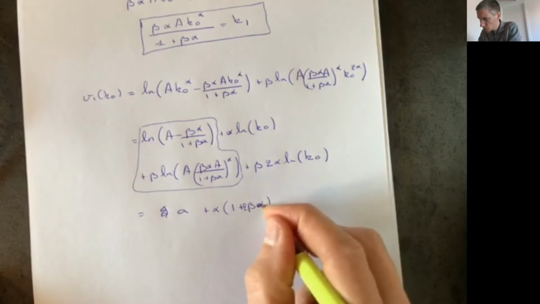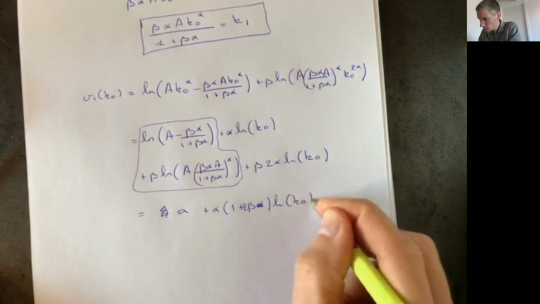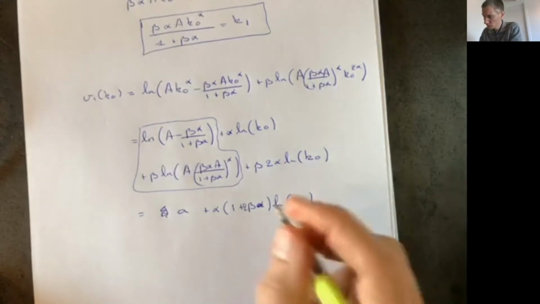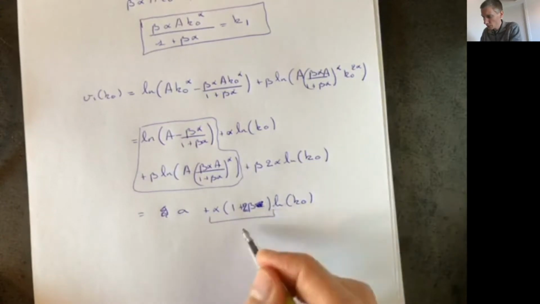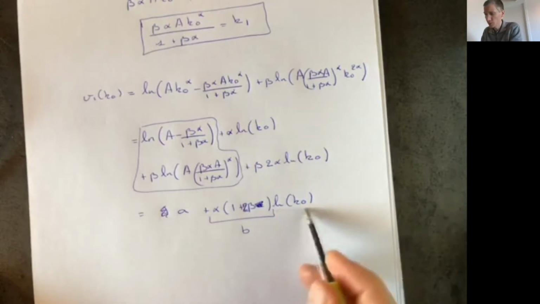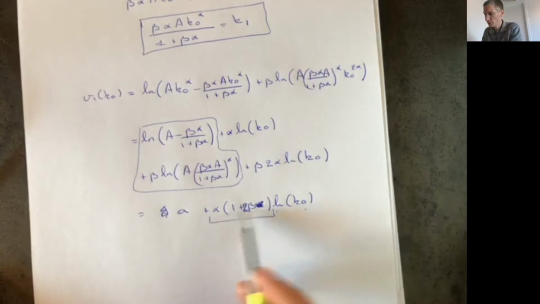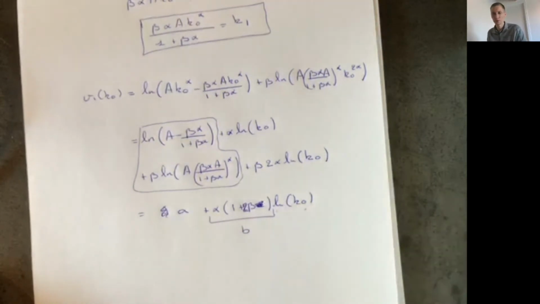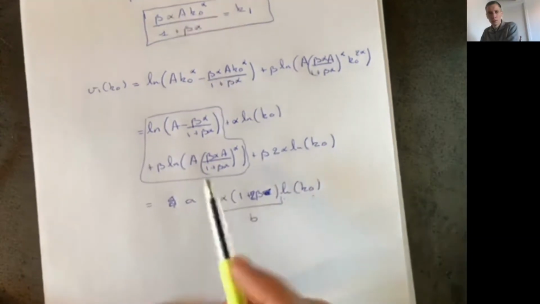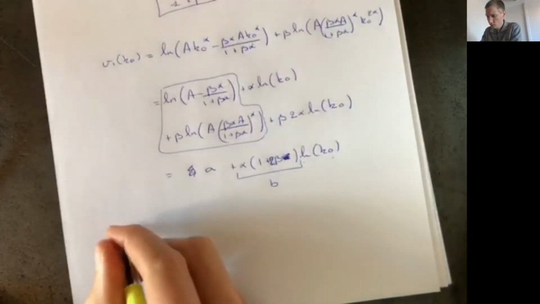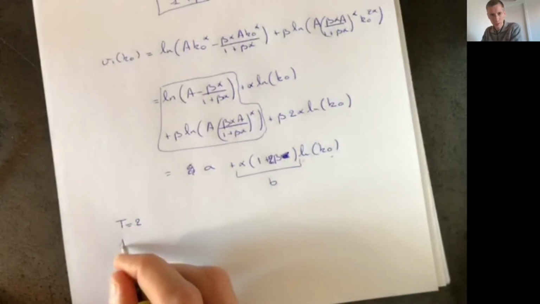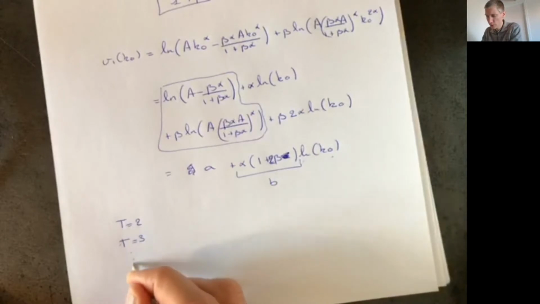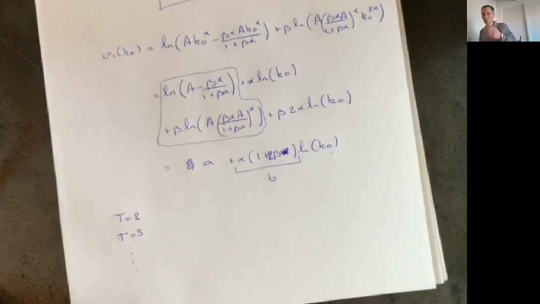No, 1 plus 2 beta ln k0, something like this. Okay, so I have something times plus something, let's call this b times ln k0, right? So I have something that's linear in log k0. In principle, we could also look at t equal to 2, we could look at time period t equal to 3, and so on, and we can solve this for every time period over and over and over again.